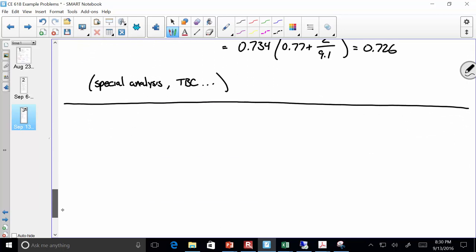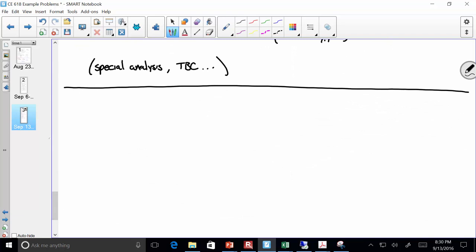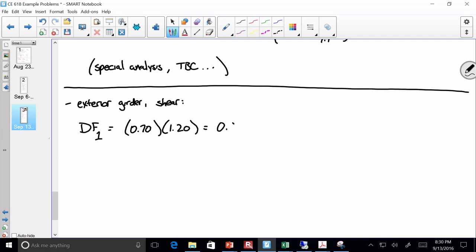Okay. So far, so good. Now, exterior girder shear. Okay. Now, distribution factor for 1-lane loaded scenarios. I get this from the lever rule also. So 0.7 times 1.2, 0.84. That comes from the lever rule as well.